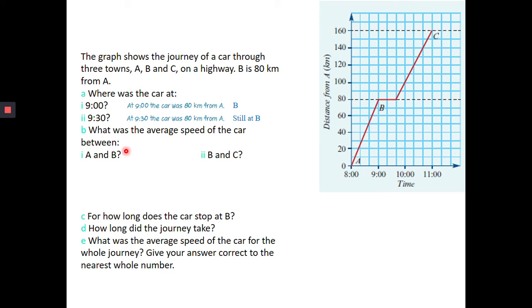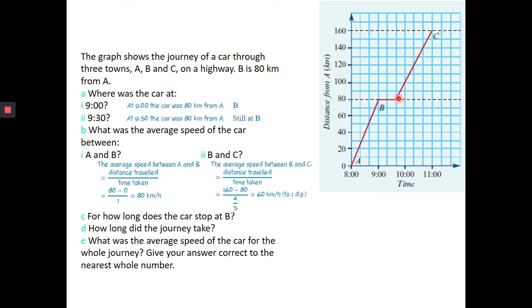What is the average speed between A and B? So again, it's just the rise over the run. Between B and C, now this is a bit of a weird one, because if you think it should really start here, shouldn't it? The average speed, because here it's not moving.